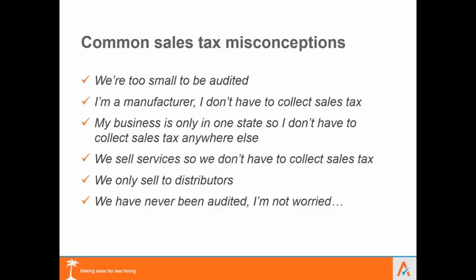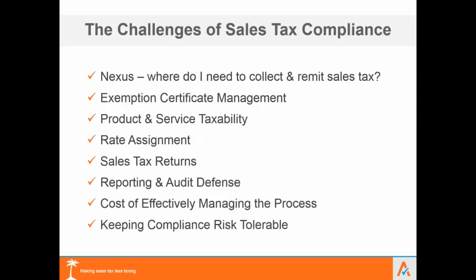So here's the list of challenges that you generally have to be compliant with sales tax. The first is nexus. Where do you need to collect and remit tax? The second is collecting and maintaining exemption certificates from your non-taxable customers. Then knowing and keeping up to date the product and service taxability for the different things that you sell. Once you have that, if you have a taxable sale into a location where you have to collect tax, what's the proper rate assignment? Of course, you also have to remit the tax that you collect.